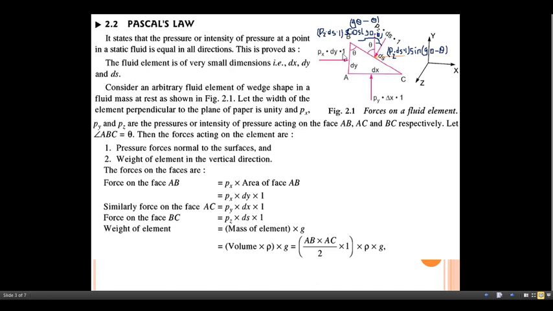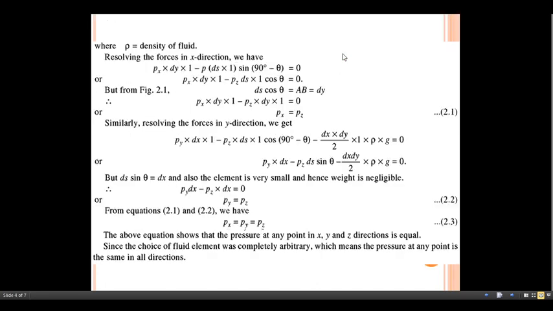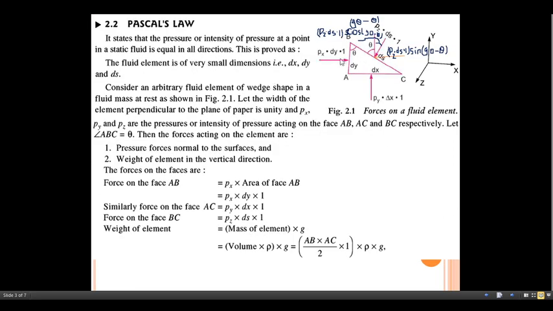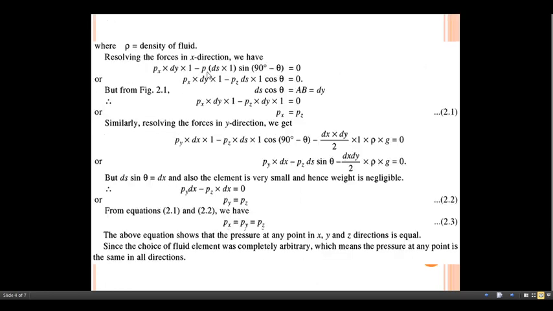Now focus on the forces one by one. Px multiplied by dy multiplied by 1 is running towards the right, so consider this force as positive. The other force runs in the opposite direction: Pz into ds multiplied by 1 multiplied by sine of 90 minus theta. The minus sign is already given for it, and for equilibrium we equate with 0. So Px multiplied by dy multiplied by 1 remains as it is.